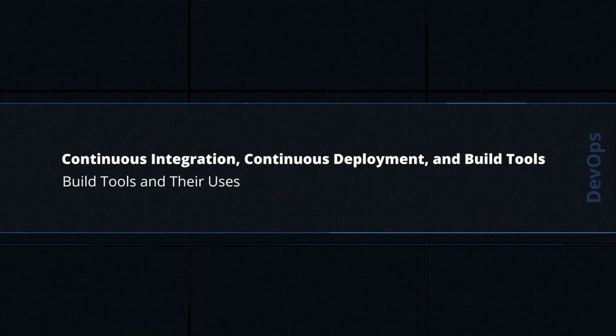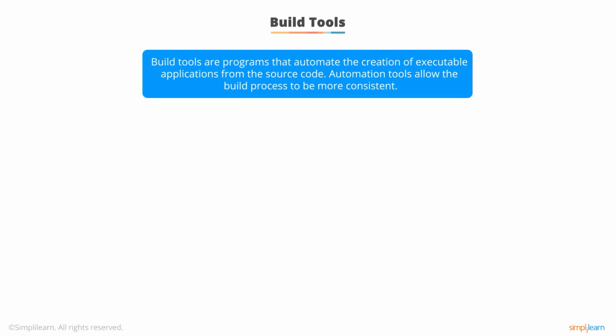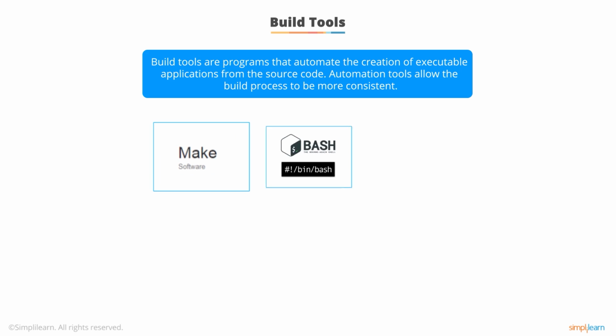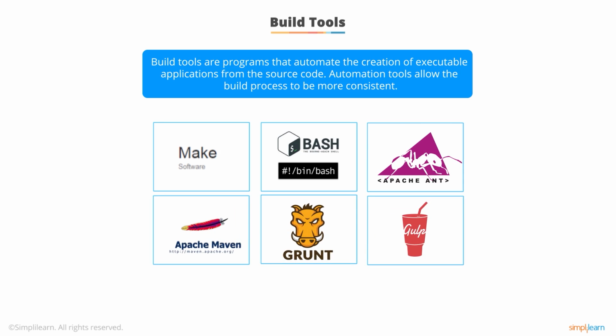Build tools and their uses. Build tools are programs that automate the creation of applications from source code. Automation tools allow the build process to be more consistent. Some common build tools are Make, Bash, which ships with Linux, Ant, Apache Maven for Java, Grunt, and Gulp.